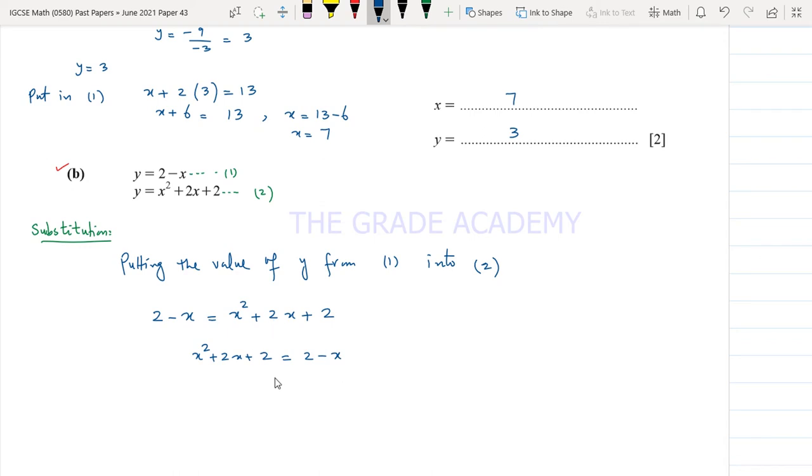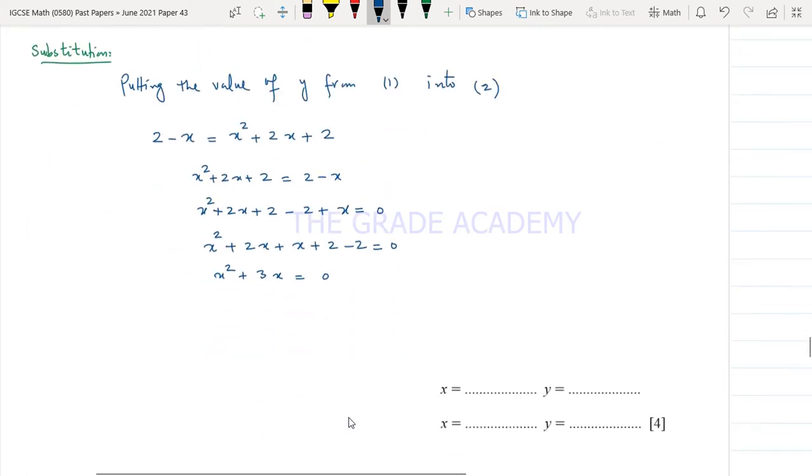We move all the terms to the left so that we get 0 on the right hand side. So x squared plus 2x plus 2 minus 2 plus x is equal to 0. The 2 on the right becomes minus 2 on the left, and minus x becomes plus x. If we rearrange the terms, x squared plus 2x plus x plus 2 minus 2 is equal to 0. So we get x squared plus 3x is equal to 0, since plus 2 minus 2 is 0 and 2x plus x is 3x. This is the equation that we get from here.